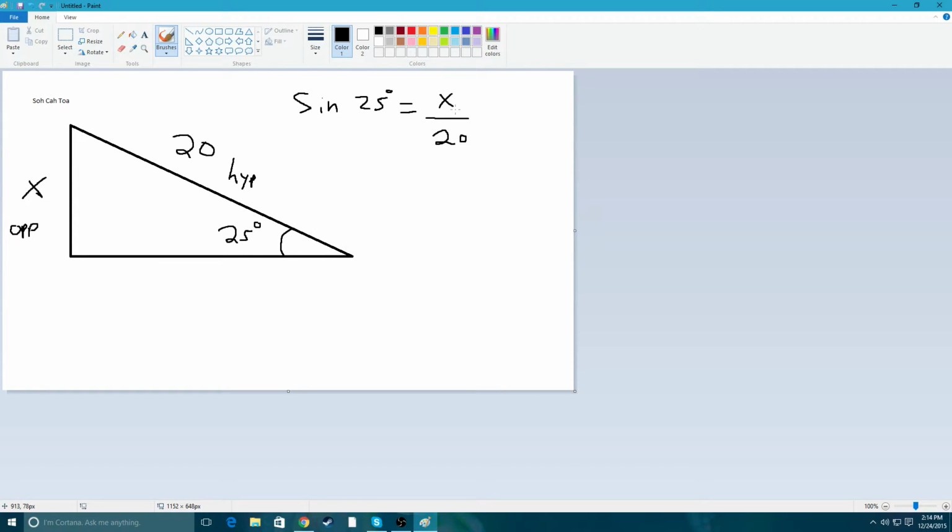So we want to get x by itself. So in order to do that, we multiply these two together. So 20 times sine of 25 degrees is equal to x.